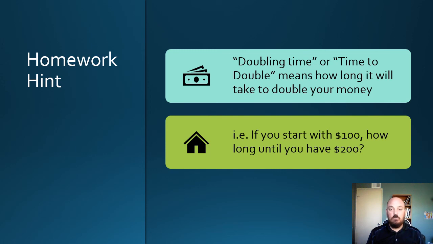So when you get to the doubling or tripling time questions, just make up a number. You can start with $1 and end with $2, or you can start with 1 billion and end with 2 billion. It doesn't matter. Same with tripling. You can start with 100 and end with 300 if you want. All right, that's it for today.